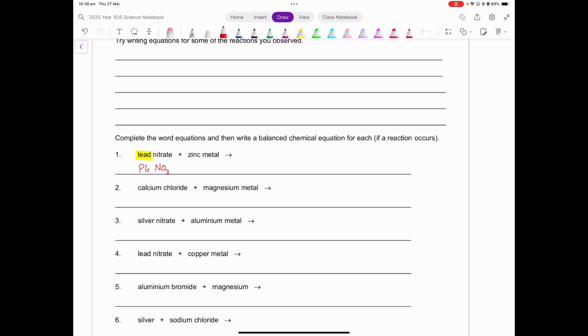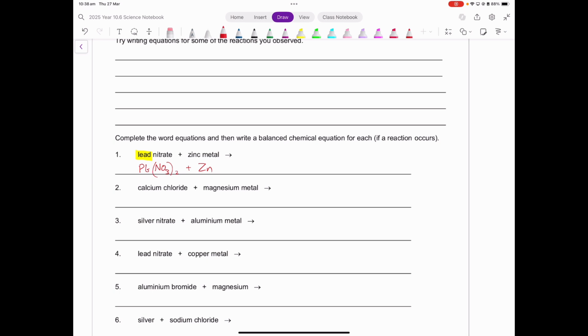Now in order to balance this, what is the charge on lead? +2. Nitrate is 1-. So we're actually going to need 2 lots of nitrate. Zinc metal, on the other hand, is this a metal or an ion? A metal. So we can just write Zn. It's fine by itself. It's stable right now.